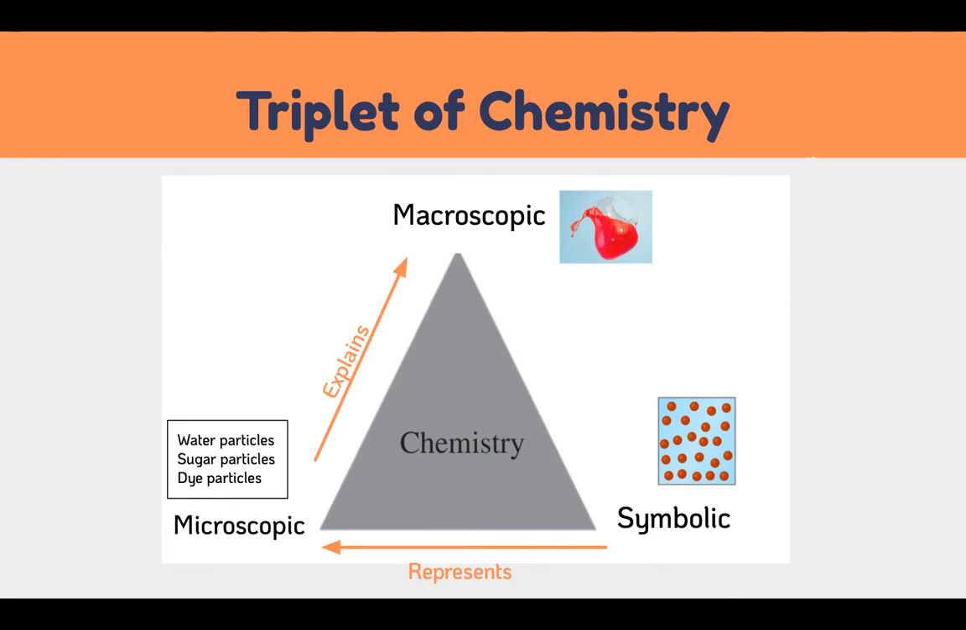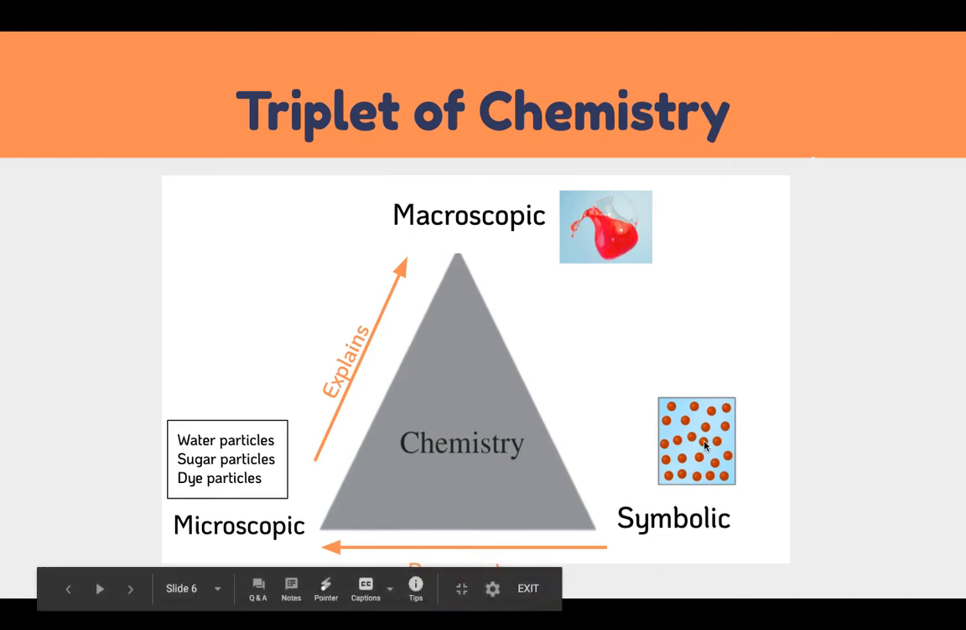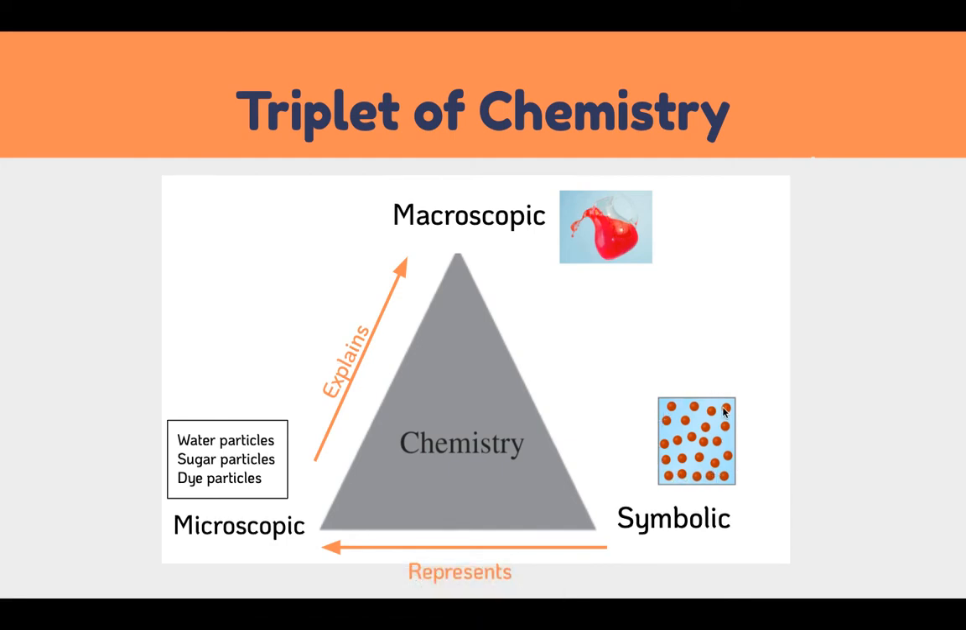So when we're talking about how we can go from what we see to what's really happening on the microscopic level, there's this idea called the triplet of chemistry. It's basically these three points: we have a symbolic level of chemistry, a microscopic level, and a macroscopic level, and how these things are related. So when we think symbolic, we're really thinking about pictures. We're thinking about drawing molecules. What do they look like? Kind of like this image here.